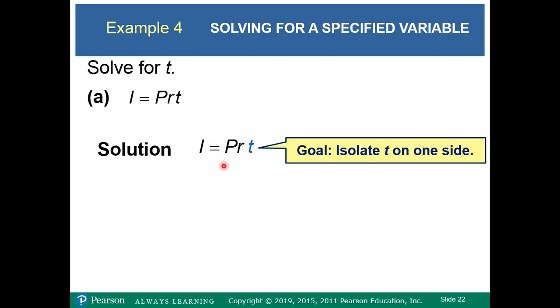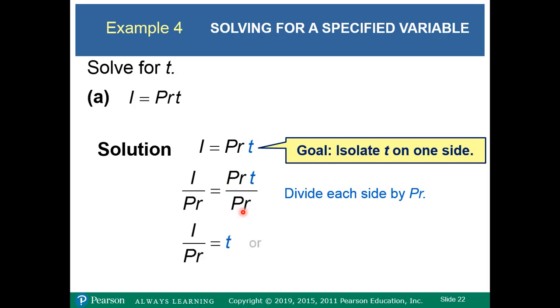So if we want to get rid of the PR and move it over to this side, we're going to have to do the opposite of multiplication, which is division. So we're going to have to divide both sides by p times r. And of course, this side becomes 1, right? P times r divided by p times r is 1. And so there you go. Now we know how to solve for t.